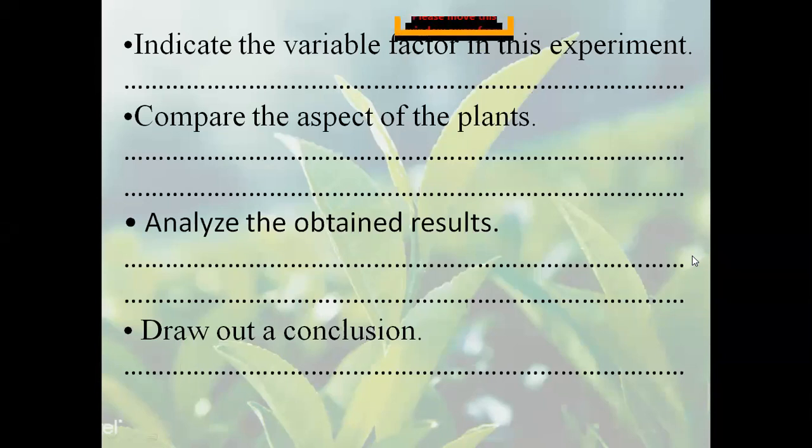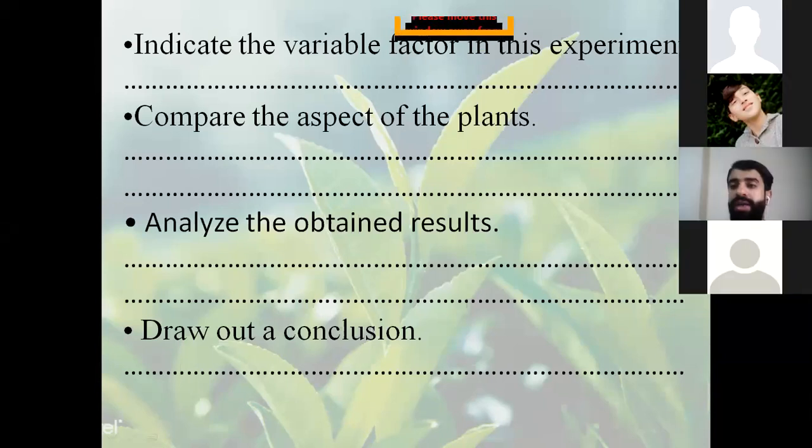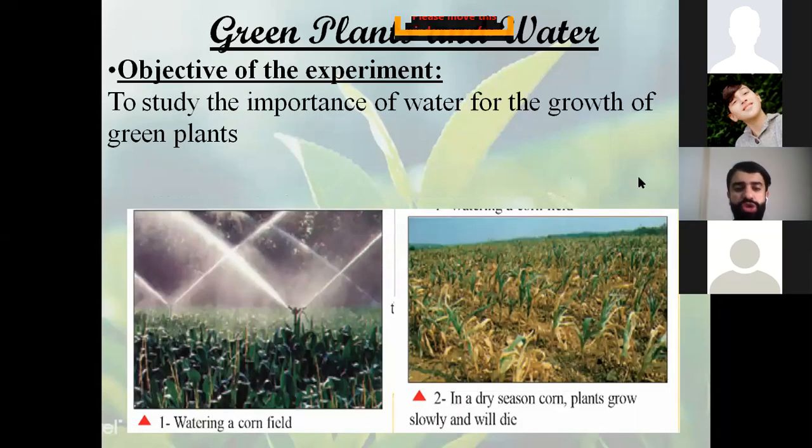Let's move now to the second part. In the second part, they need you to compare the aspect of the plants, the appearance of the plants. If you have a look at these two plants, one of them is green and the other is yellow. If I ask you, Adnan, compare the aspects of these two plants, 1 and 2. Can you repeat the question? You have to compare the aspects of the plants, the appearance of the plants.